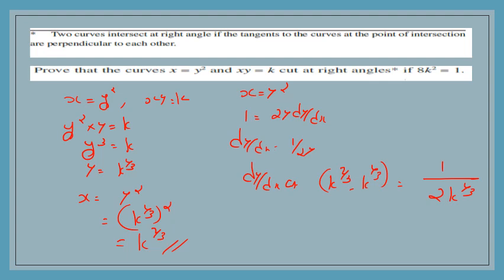Now, second equation is what? xy is equal to k. So, x into dy by dx plus y into 1 is equal to 0. Therefore, dy by dx is equal to what? Minus y by x. Now, dy by dx at (k raised to 2 by 3, k raised to 1 by 3) is equal to minus y by x. It is minus k raised to 1 by 3 by k raised to 2 by 3.